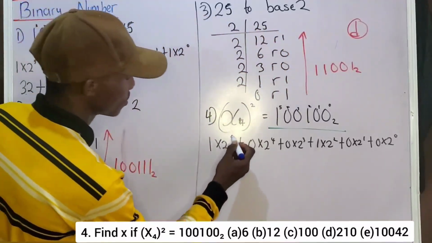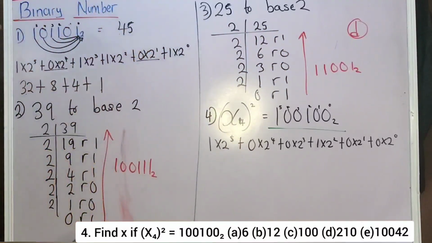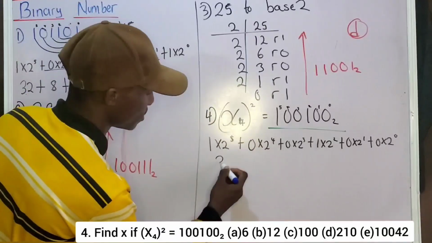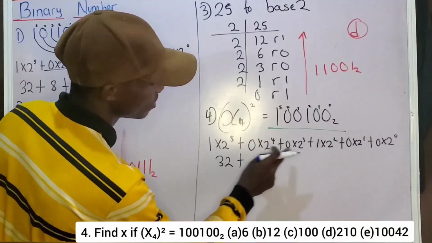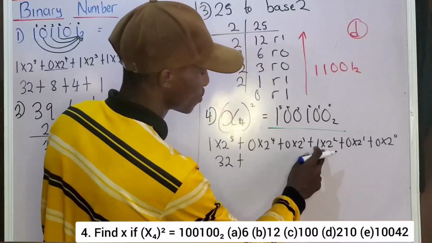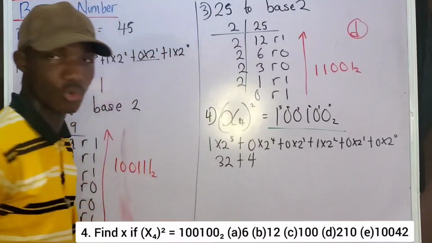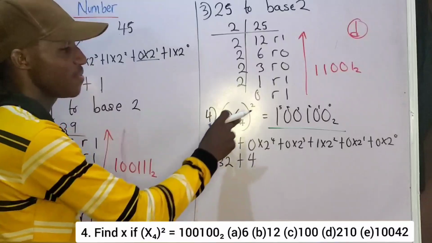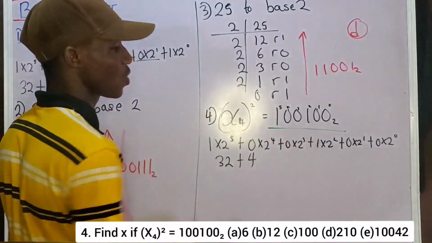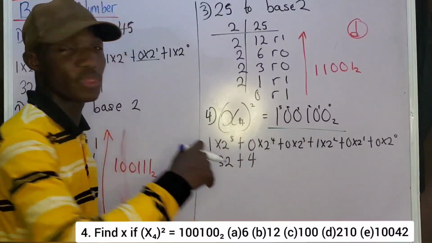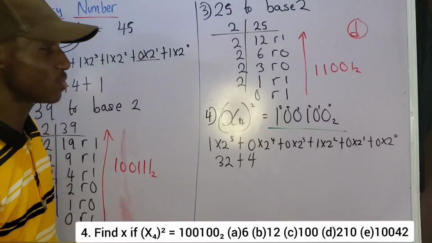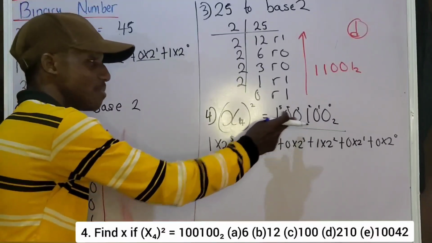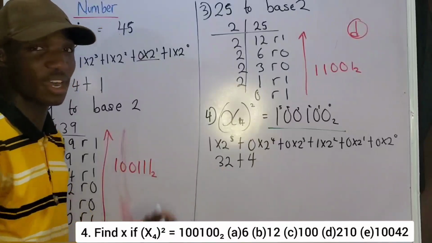So here, 2 raised to the power of 5 is what? That is 32. 1 times 2 raised to the power of 5, that is 32. 32 plus 0. 1 times 2 raised to the power of 2, that is 4. Do you know what I'm doing at all? We are asked to find the value of x. If (x base 4) squared is equal to this, the first step is that you have to change this to a denary number. You have to change it to base 10 so that we can know the exact value of this number in denary. That's the process I'm carrying out.